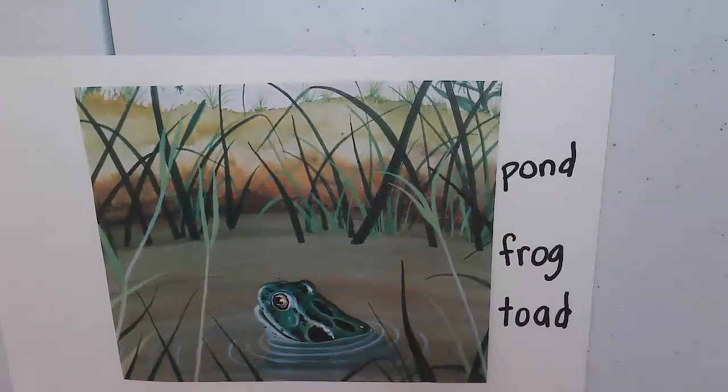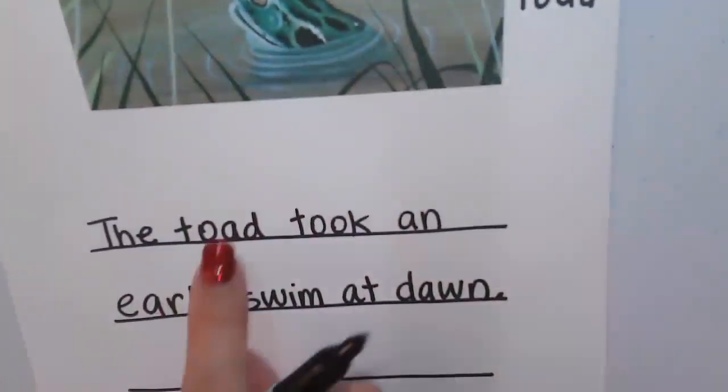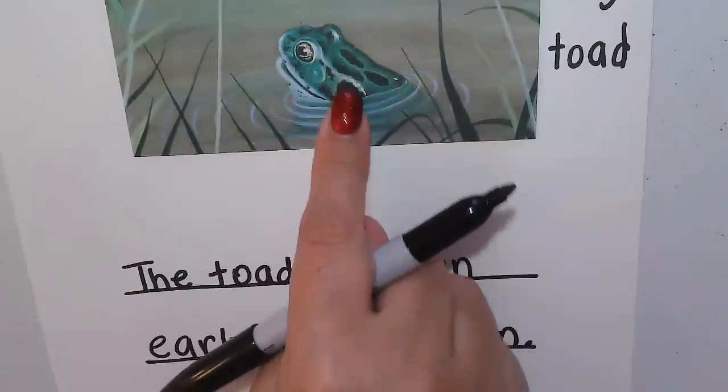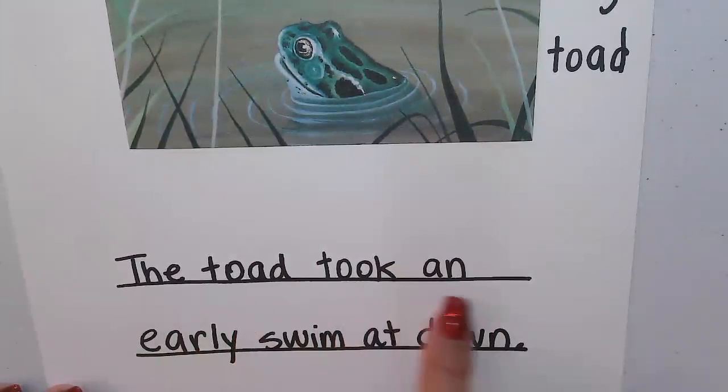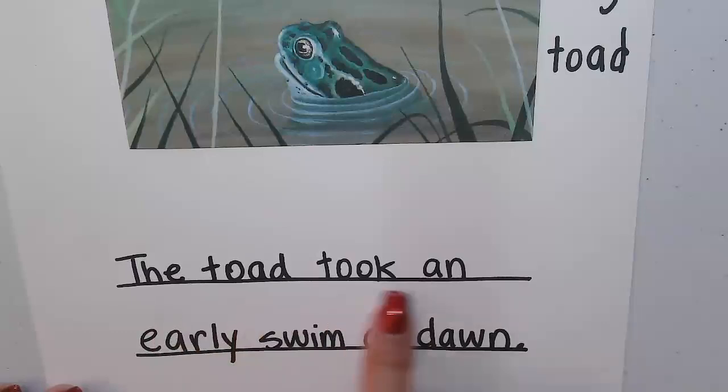Oh, excellent. So you've already shared what you think is happening in the picture. I'm going to share what I think is happening in the picture. To me, this looked more like a toad than a frog. So I chose the word toad. The toad took an early swim at dawn. The toad took an early swim at dawn. Can you read this with me out loud? Go. The toad took an early swim at dawn. Again, the toad took an early swim at dawn. Can you read this out loud by yourself, following my finger?